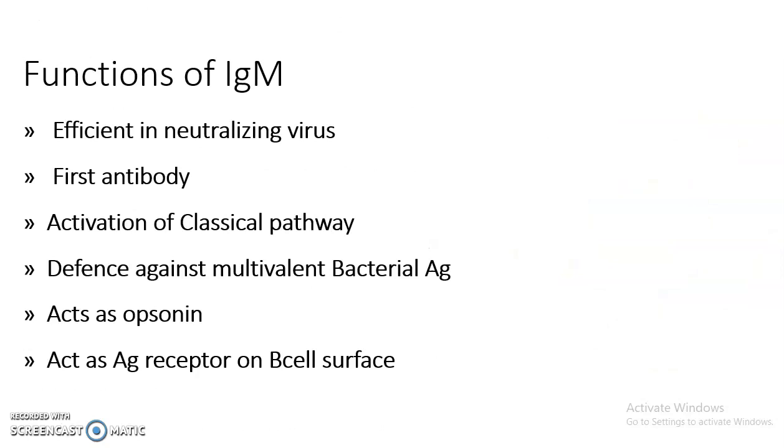Functions of IgM. It is highly efficient in neutralizing viruses, and most important thing is it is the first antibody produced during an immune response. And it can activate classical complement pathway. It shows defense against multivalent bacterial antigens and can act as an opsonin, and it can also act as an antigen receptor on the surface of B cell. You have already heard about that. That is a mature B cell. They have IgM and IgD on their surface.